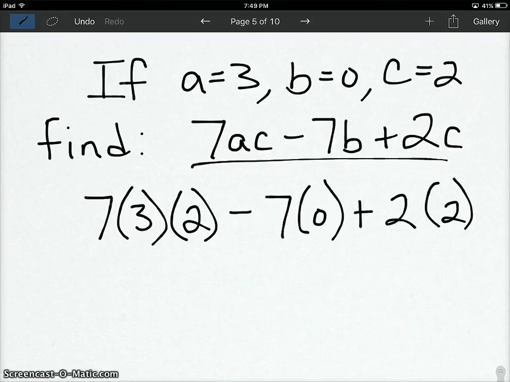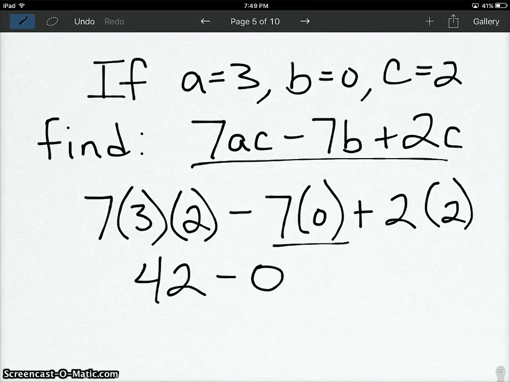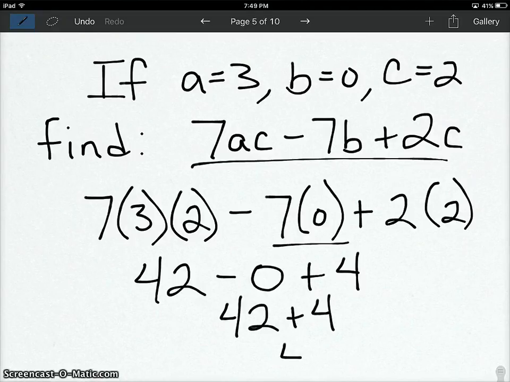So I'm going to go ahead and do this multiplication. I'm going to have a 21 when I do the 7 and a 3, and a 21 times 2, that'll give me 42. Anytime I multiply anything by 0, I'm going to get nothing. But just for the sake of clarity, I'm going to go ahead and write it out. And then 2 and 2 is 4. So I've got 42 minus nothing, which is 42. And I'm adding 4, 46.